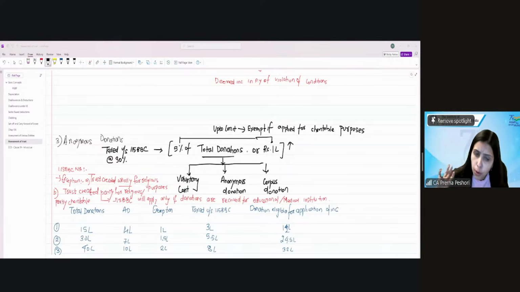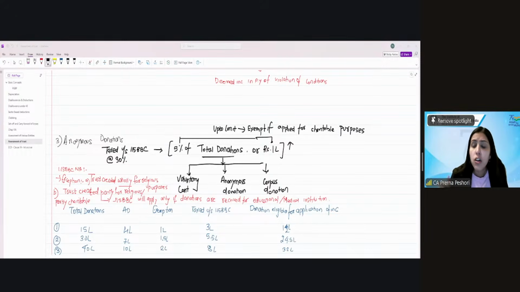Total donation will include the voluntary contribution, anonymous donation as well as the corpus donation. Right? Or rupees 1 lakh, whichever is higher. So up to this limit, it will be considered as normal donation, which is eligible for the application of income. And this 115BBC is not applicable in respect of trust created for wholly religious purposes as well as trust created partly for religious, partly for charitable. However, if the trust is created partly for religious, partly for charitable, the 115BBC will still be applicable if the donations are received for educational or medical institution.